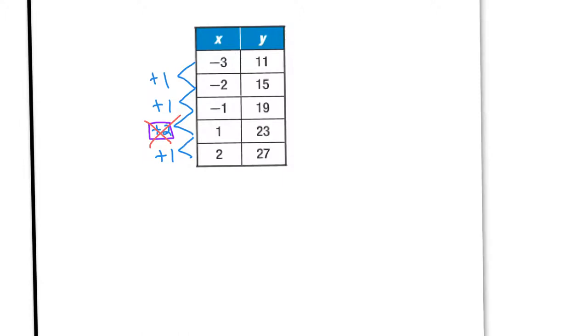Now let me show you guys the y values, because even if the y values work, from 11 to 15, you're adding 4. From 15 to 19, you're adding 4. From 19 to 23, you're adding 4. And from 23 to 27, you are adding 4. It works for the y values. But even though that happens, the x value differences are not the same, so we say that this is not linear.